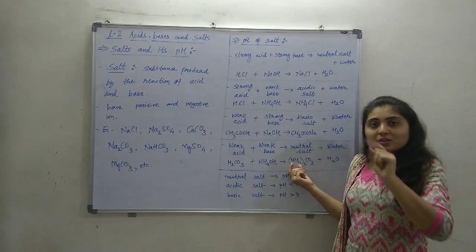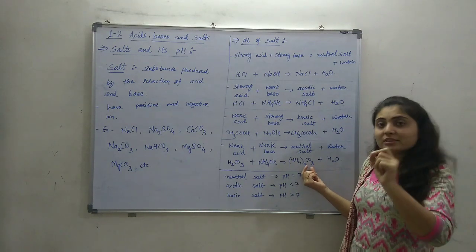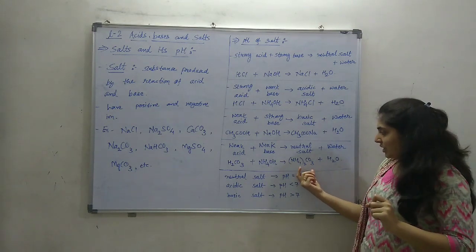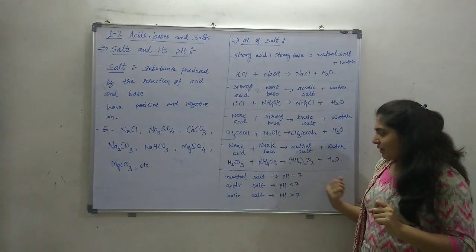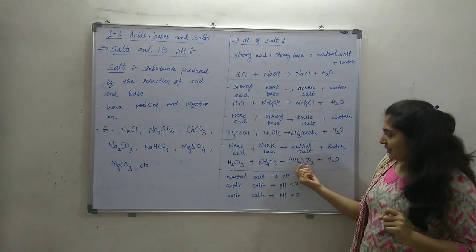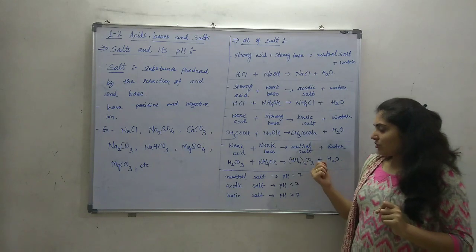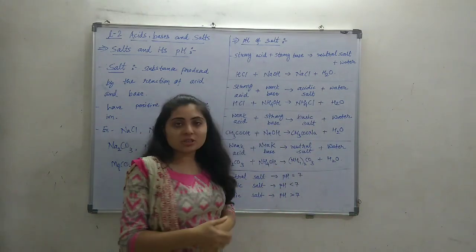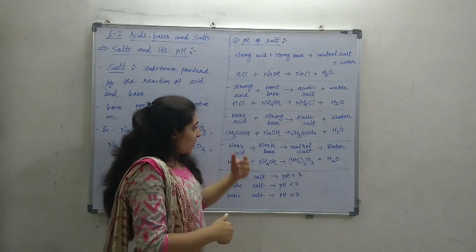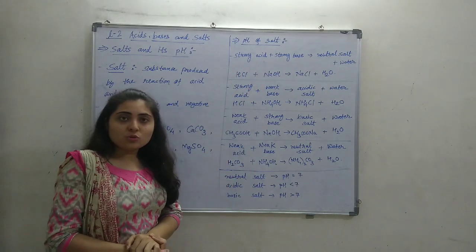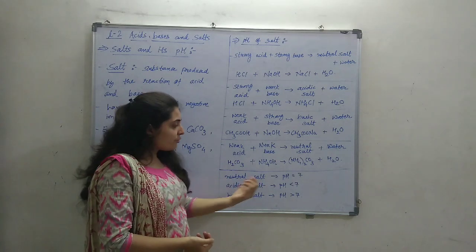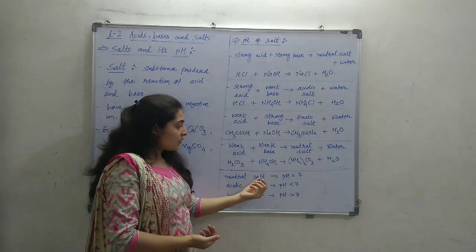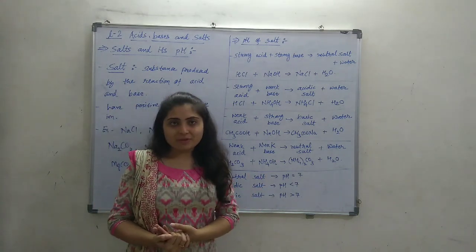So ammonium NH4 has plus 1 valency and CO3 has minus 2 valency. So that makes this formula (NH4)2CO3 plus water. This is ammonium carbonate. This salt has a neutral nature. So what can we conclude from this? If a neutral salt is there, the pH of the salt will be 7.